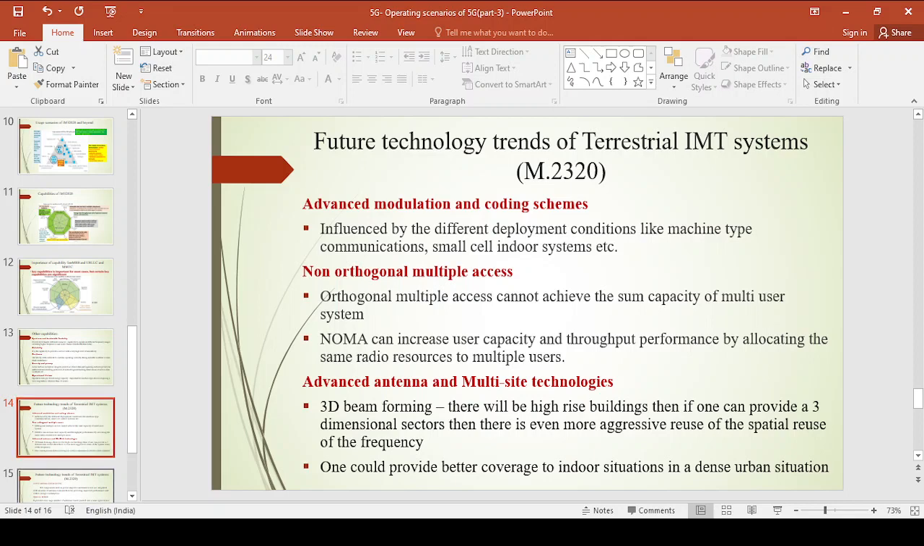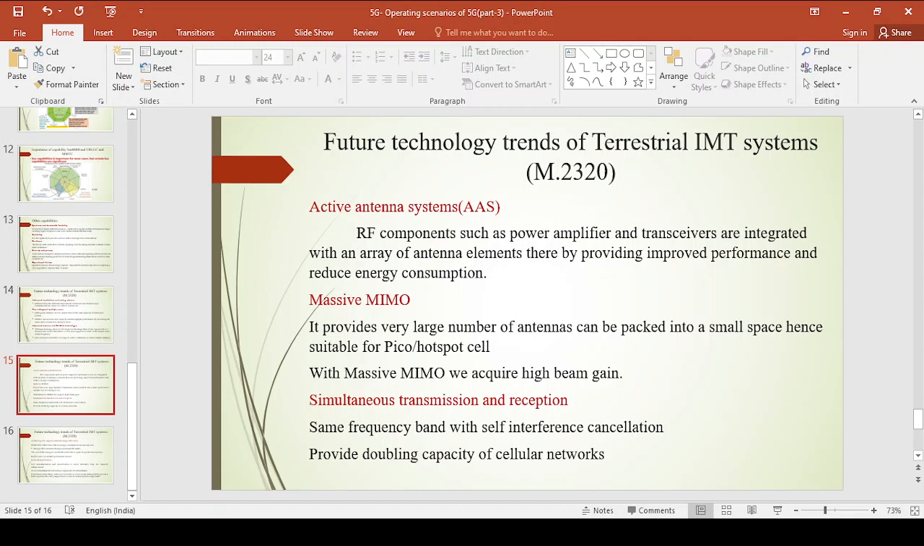And next we have active antenna system. This is one more future technology. Now the RF components such as power amplifiers and transceivers, nothing but transmitters and receivers, are integrated with an array of antenna elements, thereby providing improved performance and reduced energy consumption. Under this active antenna system, we are integrating power amplifiers and transceivers with an array of antenna. This provides improved performance and reduced energy consumption.